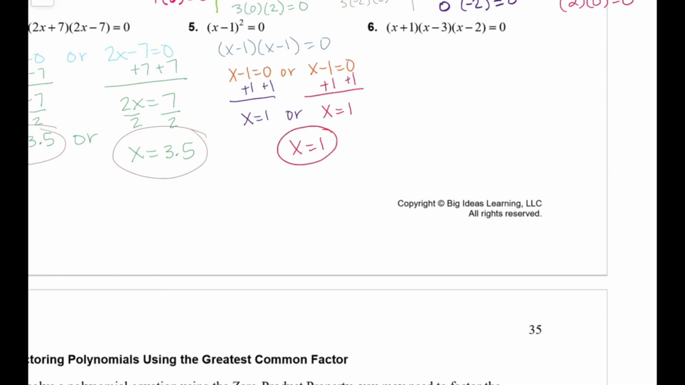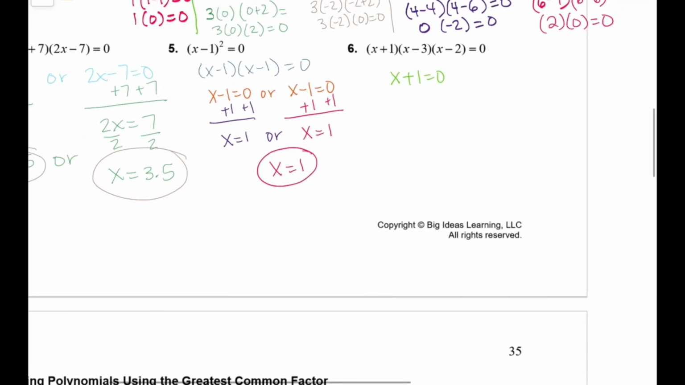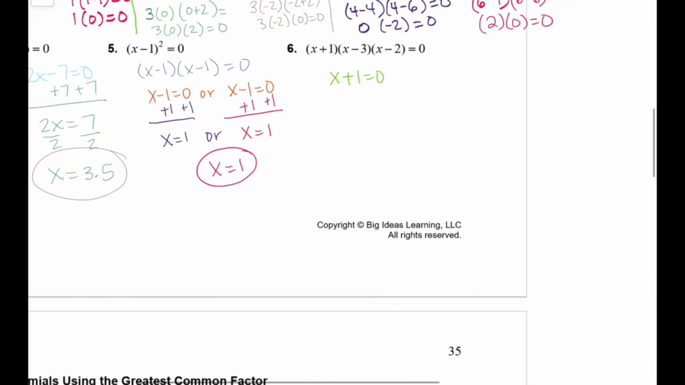Let's look at number 6. We have x plus 1 times x minus 3 times x minus 2 equals 0. So we're going to have 3 equations this time. One of those 3 factors has to be equal to 0 for this whole thing to be equal to 0. So x plus 1 equals 0, or x minus 3 equals 0, or x minus 2 equals 0.